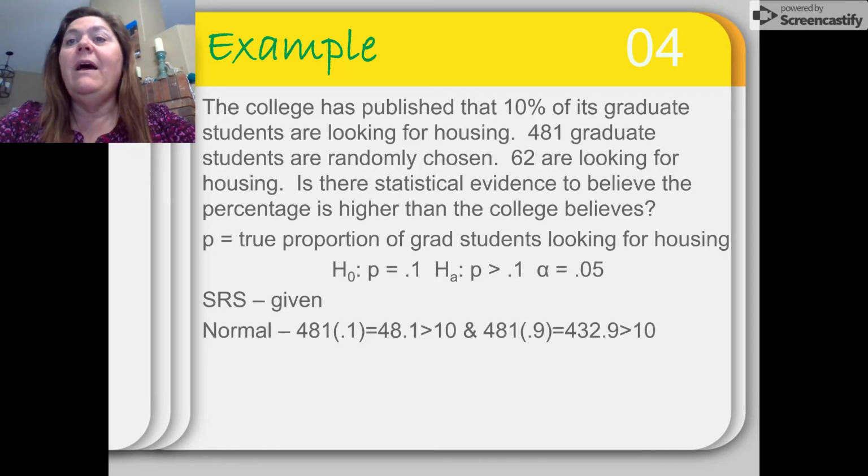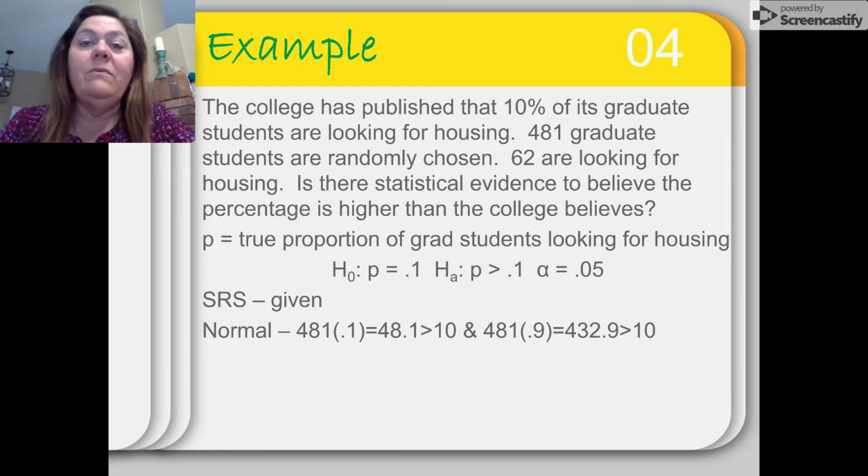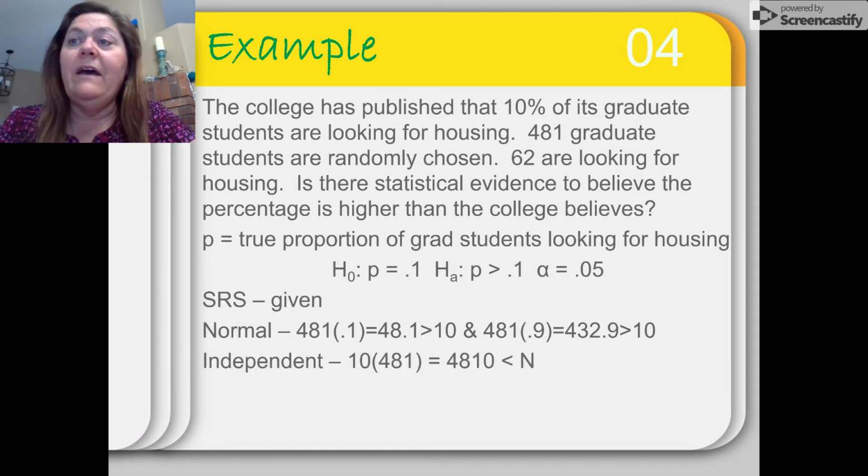Now we've got to run our normality test. And so we're going to take N times P null. Notice we're using P null. And N times 1 minus P null. And both of those are bigger than 10, so we may proceed with that.